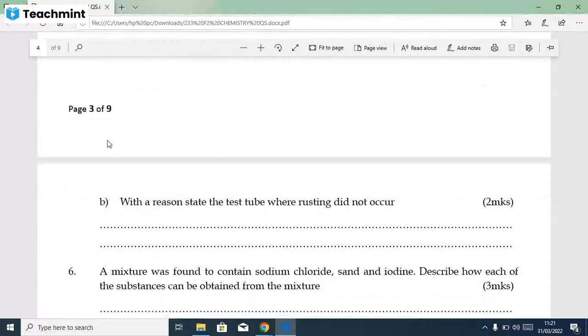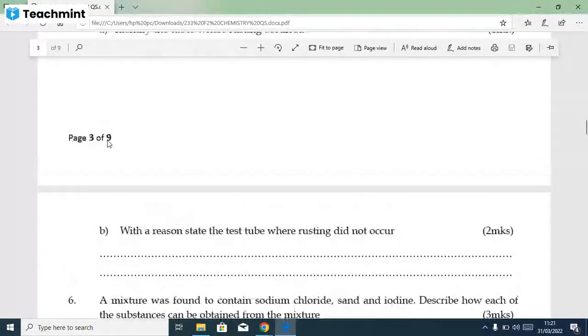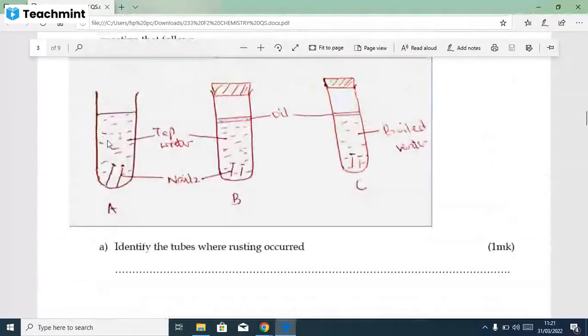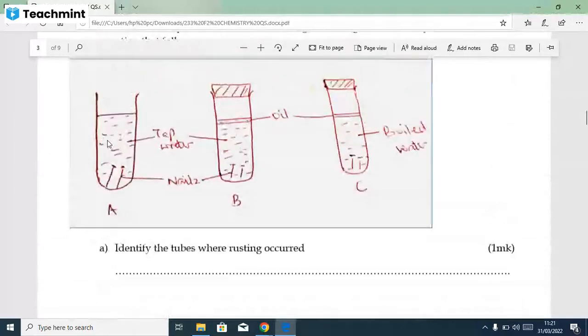Part B. With the reason, state the test tube where rusting did not occur. Yes, state and explain the test tube where rusting did not occur. Test tube what and what? B and C. Okay, let's start with the explanation at B.